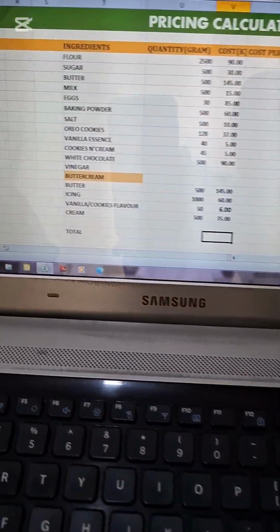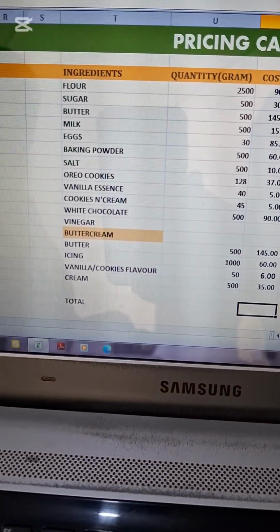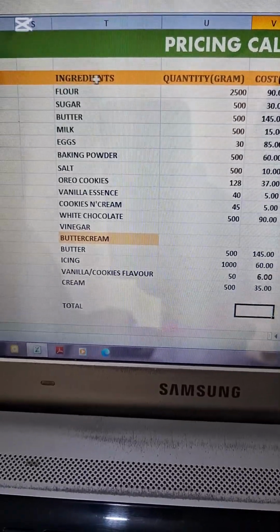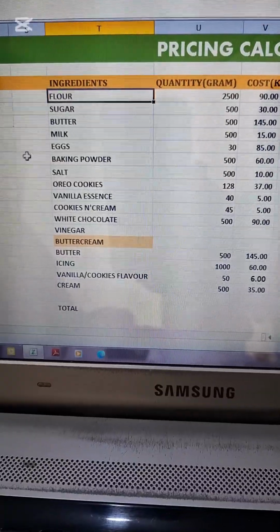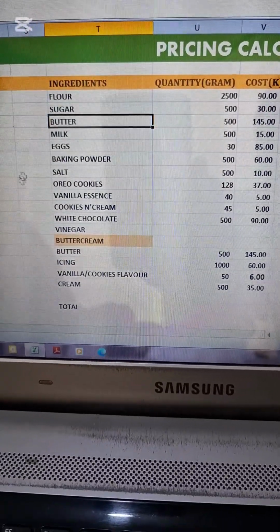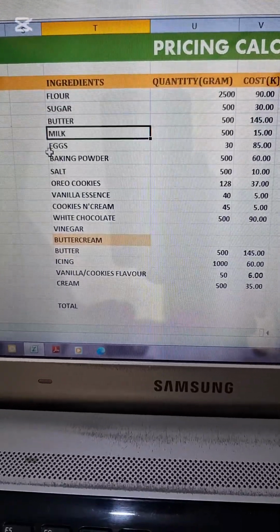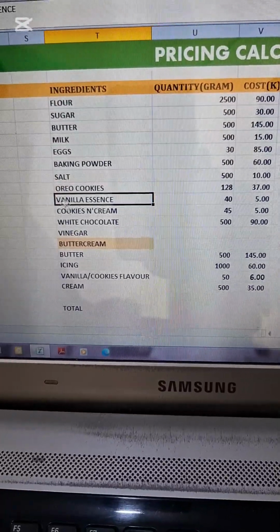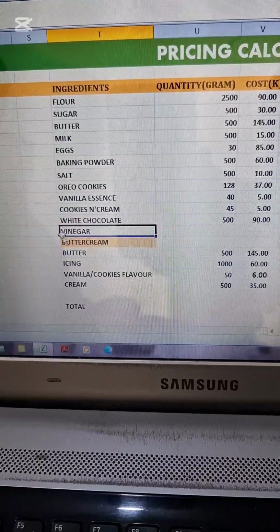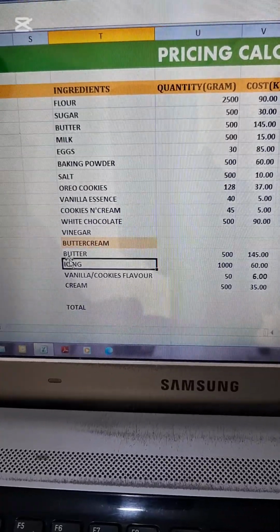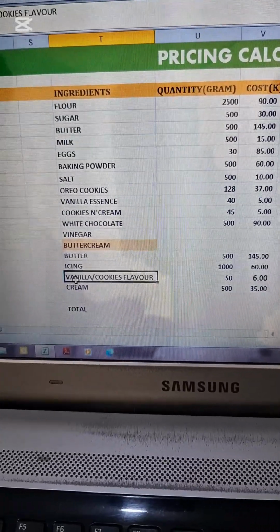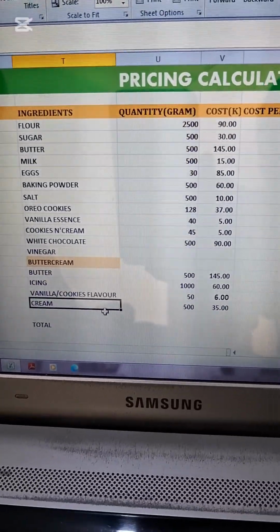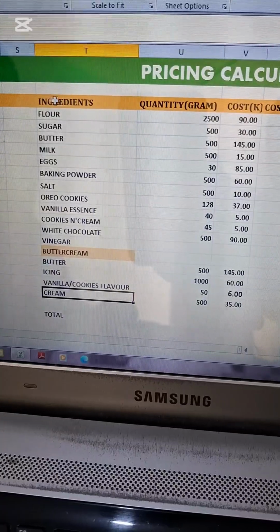Here we are going to start with the cost of ingredients, and here I have a list of ingredients I used for this recipe. So there's flour, sugar, butter, milk, eggs, baking powder, salt, Oreo cookies, vanilla essence, cookies and cream essence, white chocolate, and vinegar. Then for buttercream, there is butter, icing sugar, vanilla essence, cookies and cream, and fresh cream.